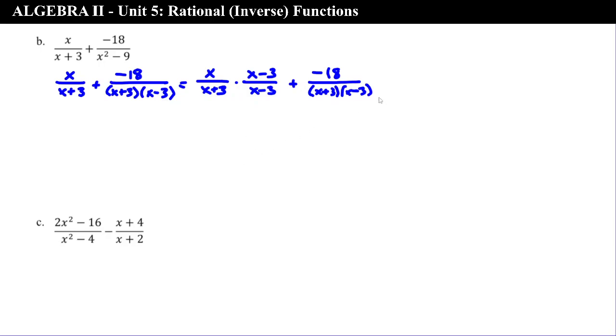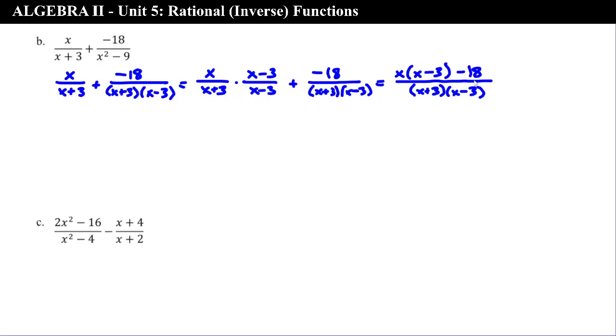So, from here, we are going to have x times x minus 3 minus 18 on the end here over x plus 3 times x minus 3.